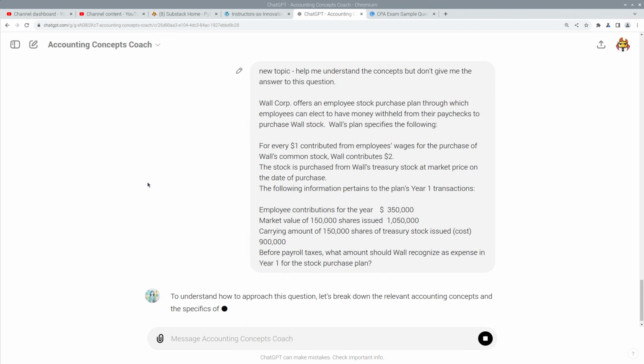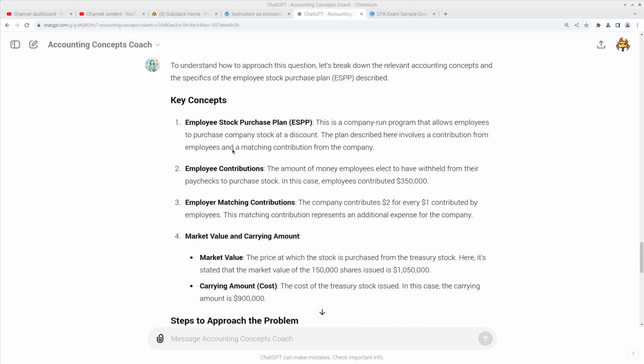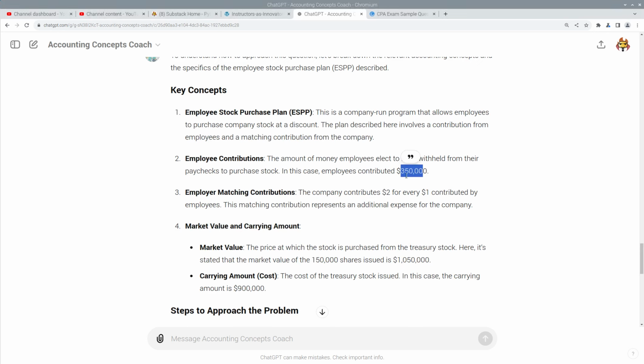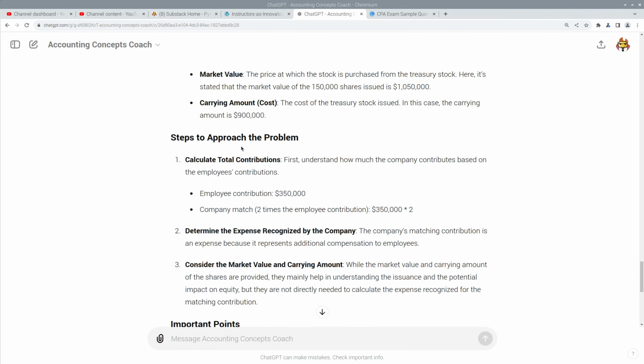All right, so hopefully this will give me how to approach it, but without answering it for me. All right, so this gives us some key concepts about employee stock purchase plan, employer contributions. They contributed $350K. Employer match, they do $2 for every $1 contributed. They give us information about the market value and carrying costs. It gives us some steps to approach the problem.